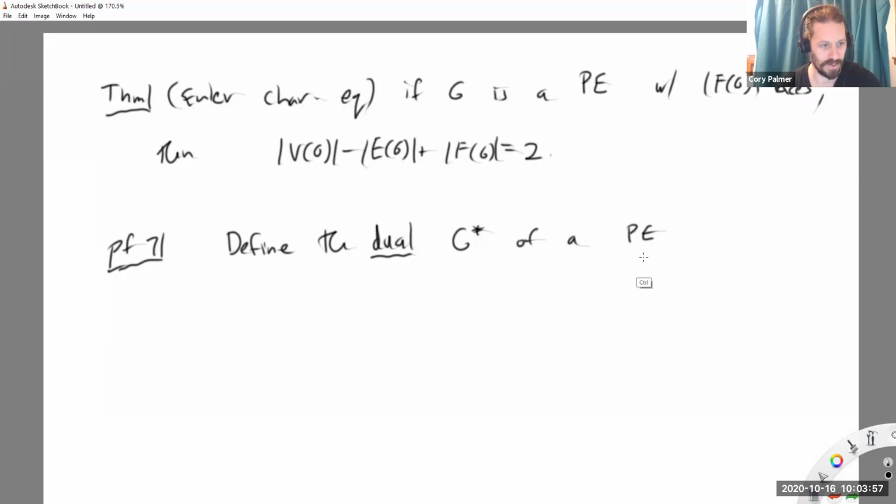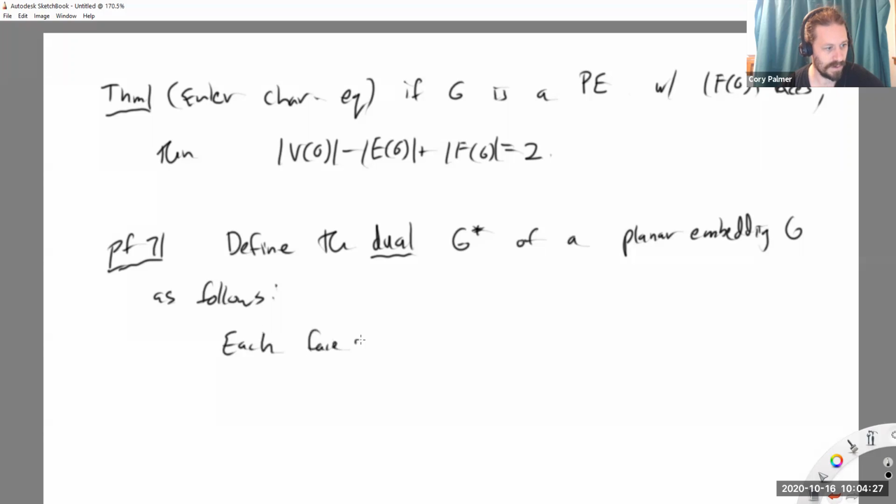Of a planar embedding G as follows. Let me even write that out because I really want to emphasize that. And as is often the case in graph theory, I'll draw a picture as well, which will crystallize this definition and make it pretty easy here. Okay, so when I want to create the dual of G, it's another planar embedding, another graph closely related to G as follows. Each face of G is a vertex of G star, okay? So the vertices of the dual are the faces of G.